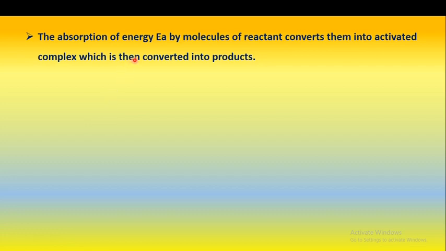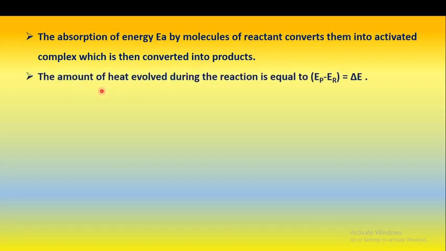So the absorption of energy EA by the molecules of reactant converts them into the activated complex, which is then converted into products. And the amount of heat evolved during the reaction is equal to the energy of product minus the energy of reactant, that is EP minus ER, called delta E.